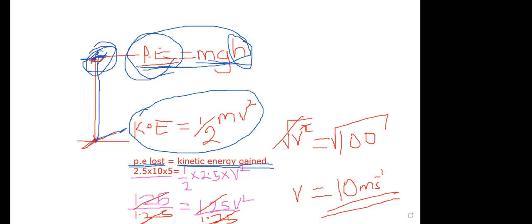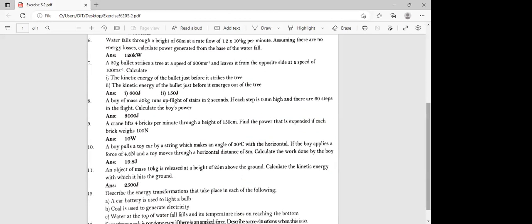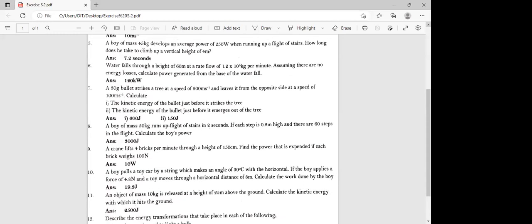Let us try number 5, number 6, number 7, maybe, and 8, so that we can get our other answers. Number 5, number 6, number 7, and 8. So you try them out. I think now you have the idea of the calculations. You can come up with the answer as well.